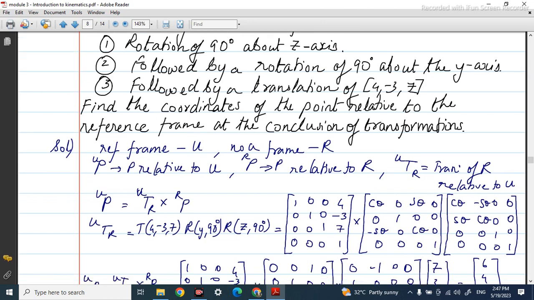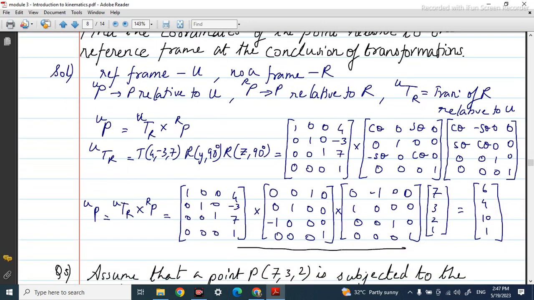Again, to get the final answer, this has to be multiplied with what? The initial NOA, that is 7, 3, 2 and 1. So whenever we multiply these four matrices, we will get a single matrix, 6, 4, 10 and 1. Okay, so this is the solution for it. And why do we pre-multiply? Because the rotation, translation, everything is happening with respect to the reference frame, right?